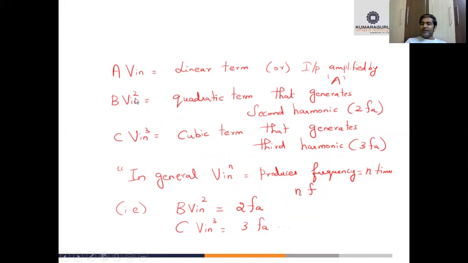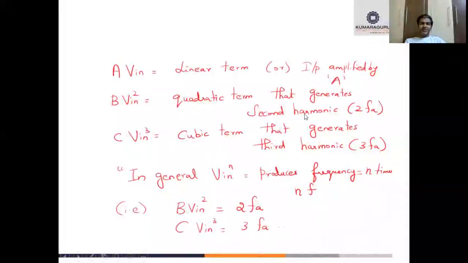So B V in square will have a frequency component at 2 into FA. And V in cube will have its frequency component at 3 into FA. So this power gets multiplied with your fundamental frequency FA. Any signal can have a fundamental frequency followed by its harmonics. So FA is nothing but the fundamental frequency.